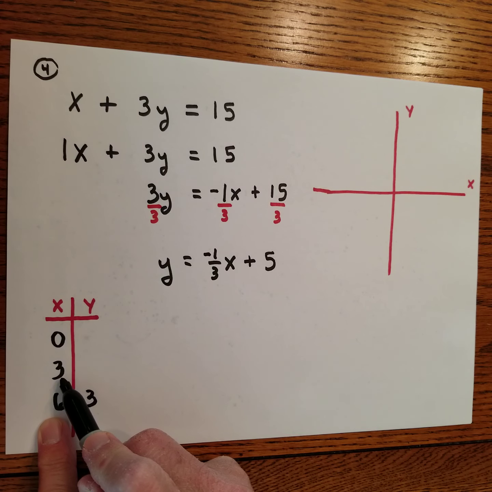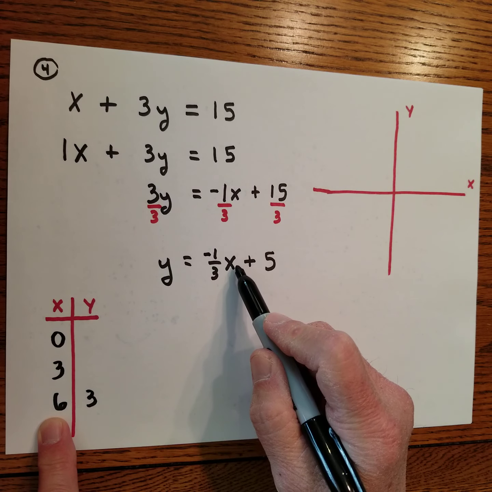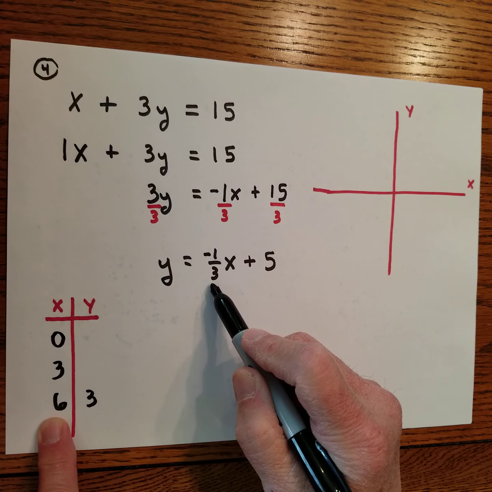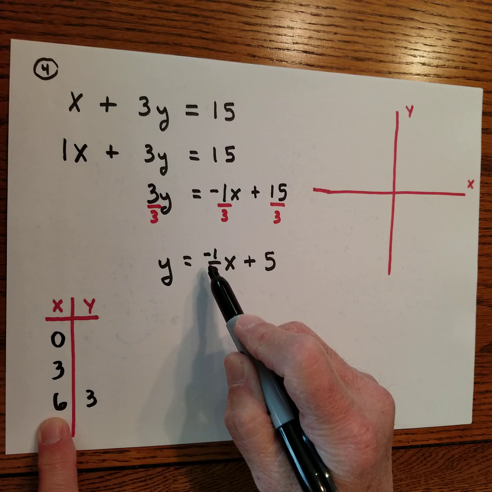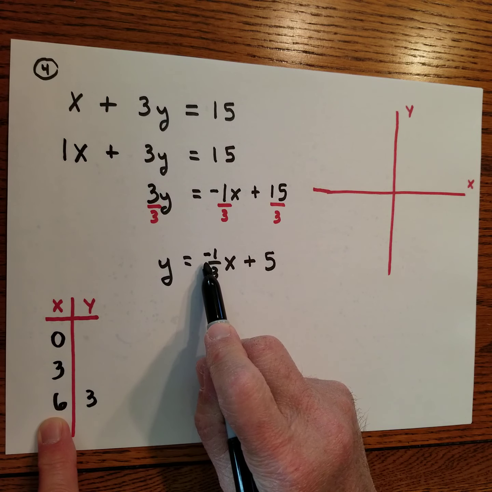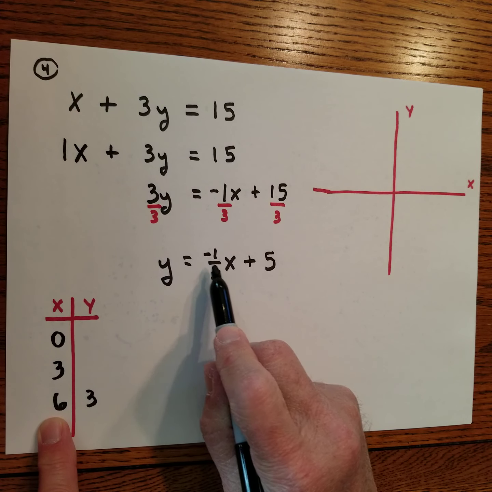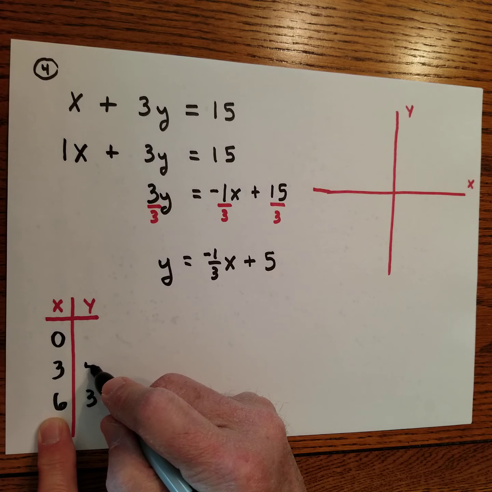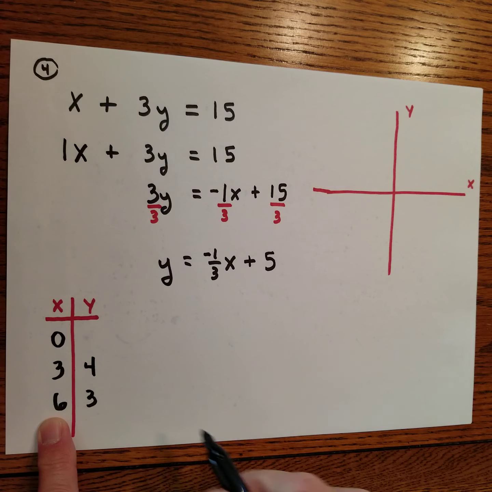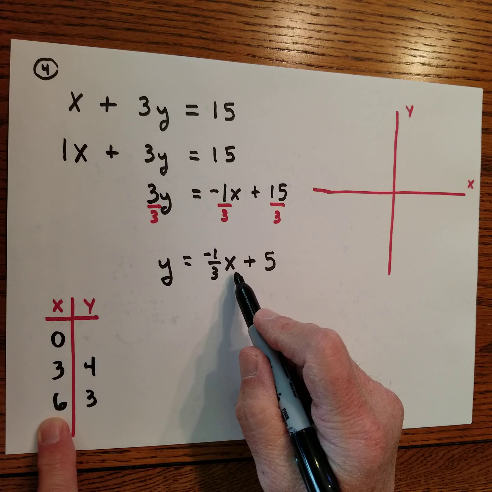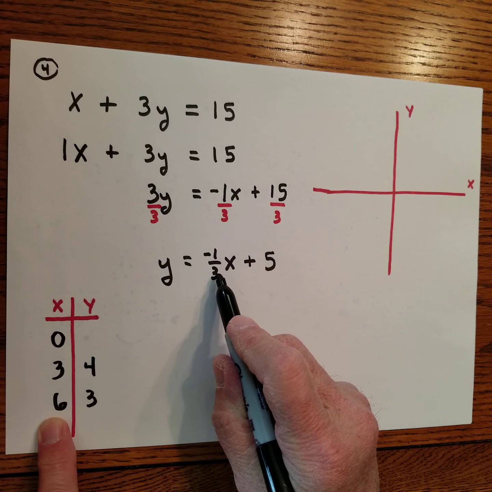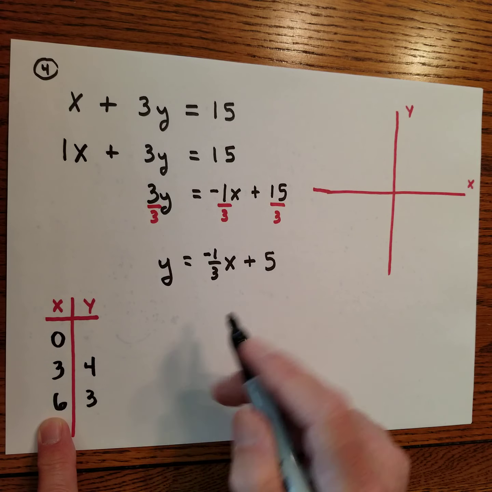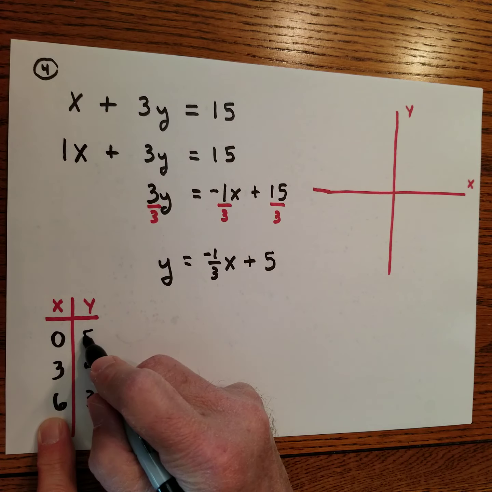Let's try plugging in the 3. If I plug in 3, I'll go 3 divided by 3 is 1. 1 times negative 1 is negative 1. And negative 1 plus 5, that's 4. Plug in 0. Well, 0 times anything is 0. And 0 plus 5, that's 5. Let's see if we can plot these points.